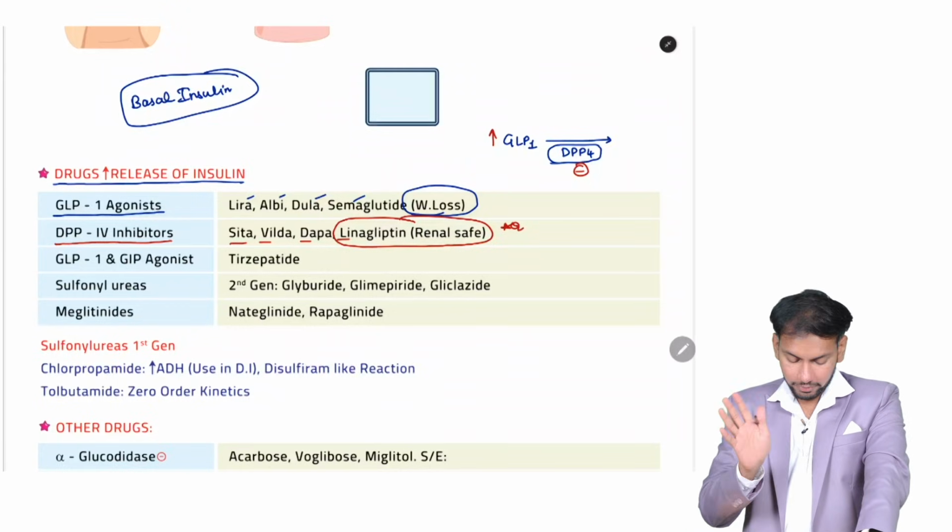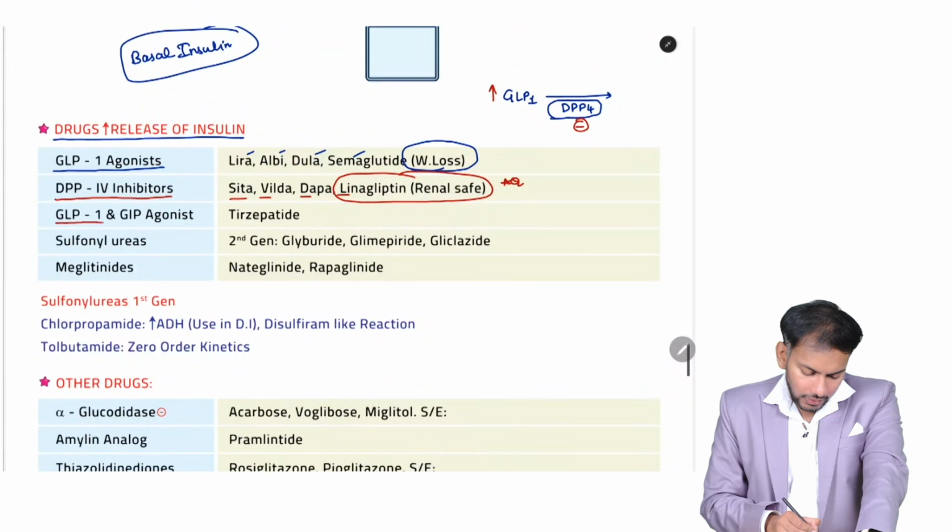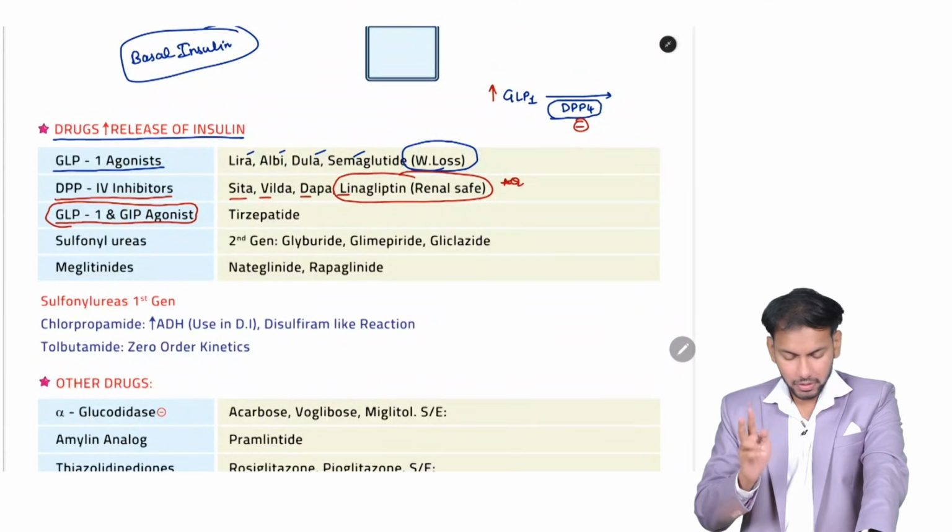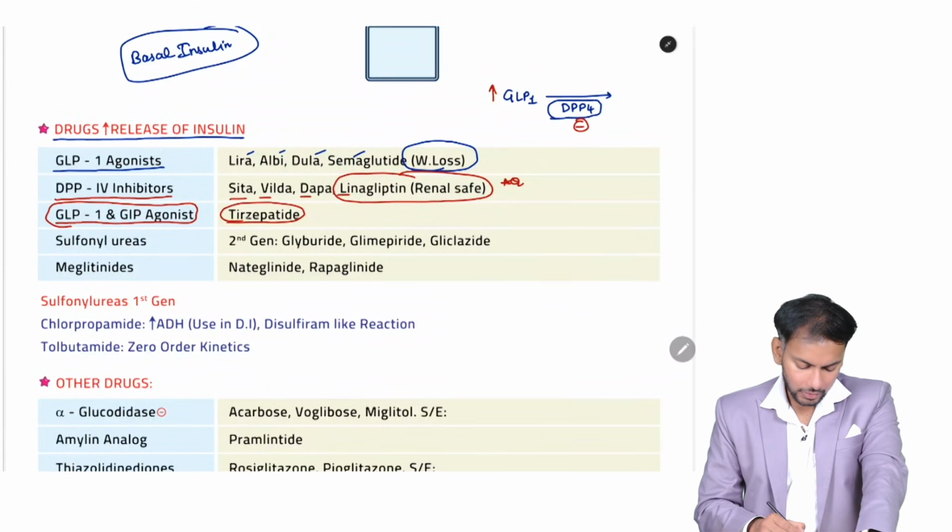Linagliptin is renal safe. Now, we have one more thing, that is GLP-1 and GIP agonist. It is having dual action. This is tirzepatide. Two actions, so tirzepatide. T for 2. Got it?